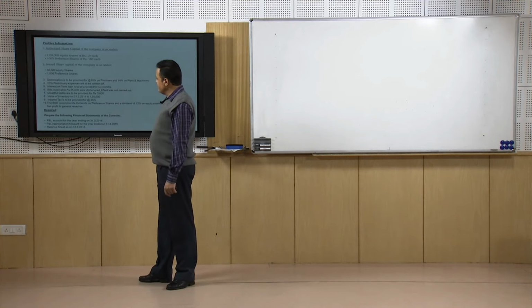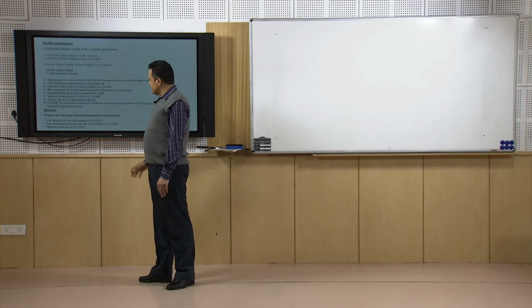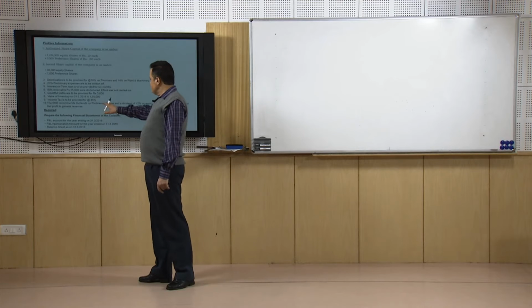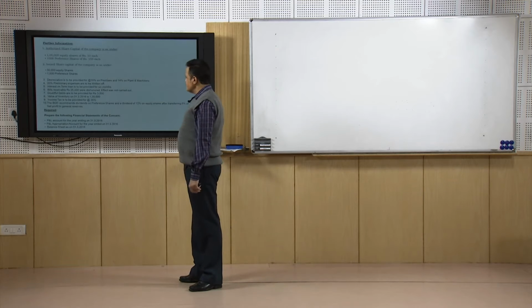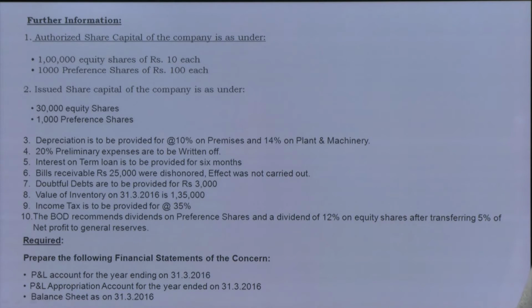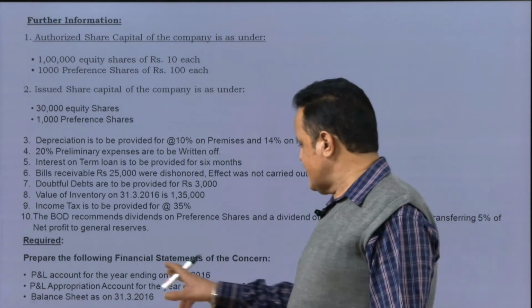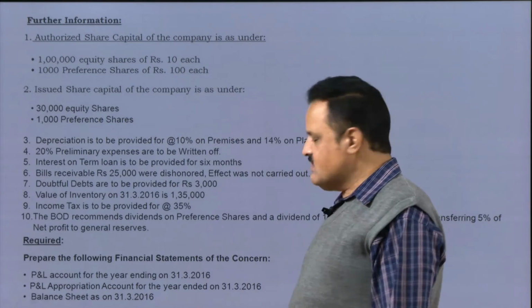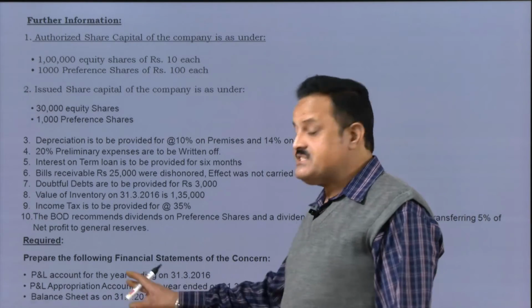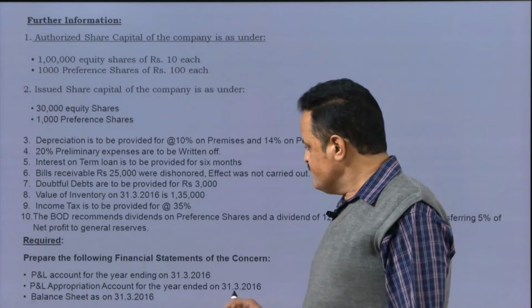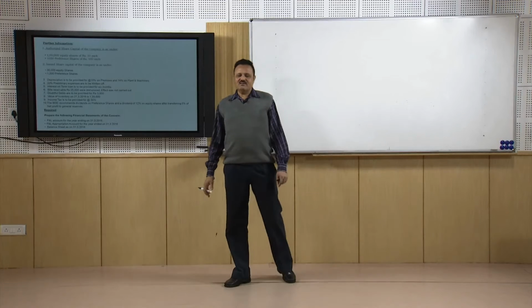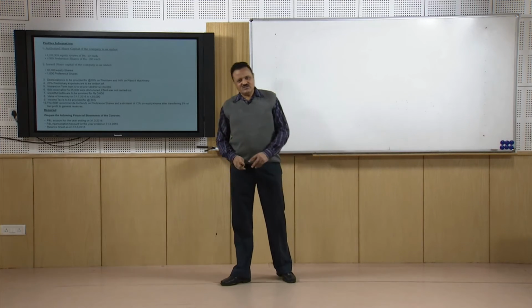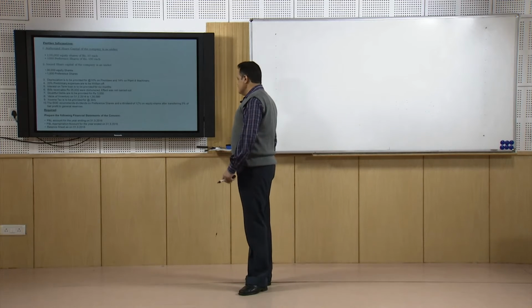Doubtful debts we have already done, inventory, the closing stock, we have done, income tax almost done, we will do it again, and now we will deal with the problem of dividend, that is dividend on the preference shares and on the equity shares that we have to provide for, and then we will have to create some general reserve also. So what is required to be done? We have to prepare the profit and loss account for the year ending on 31st March 2016, the profit and loss appropriation account on the same date, and the balance sheet on the same date. So we are learning how to prepare the profit and loss appropriation account also, the additional new account.